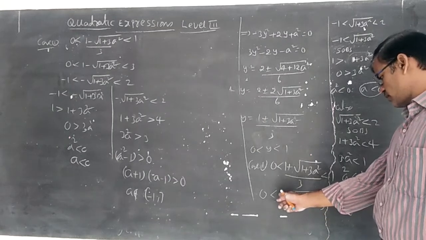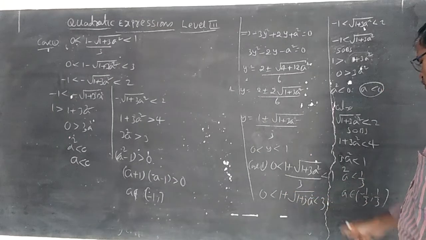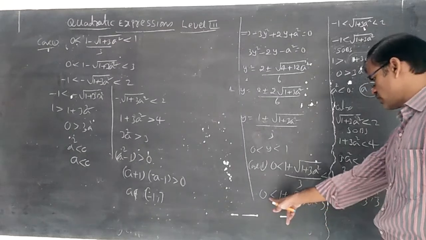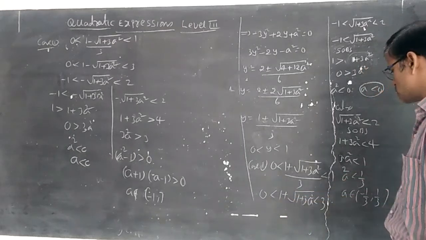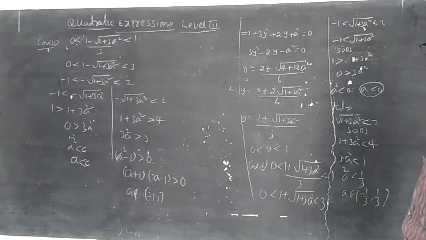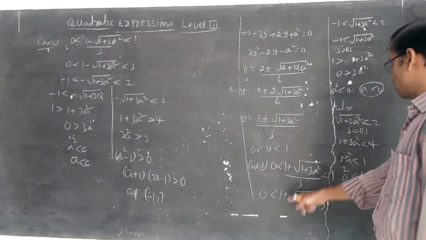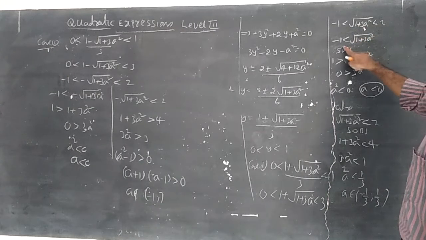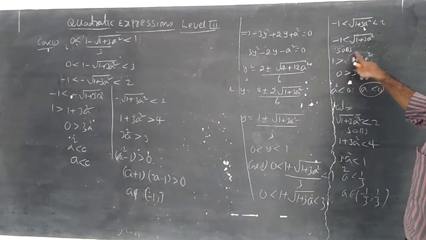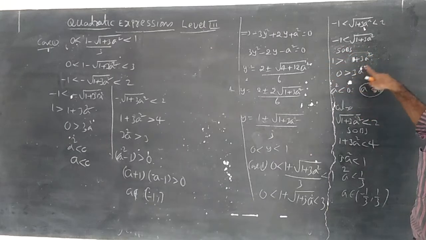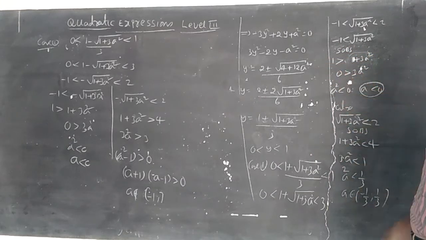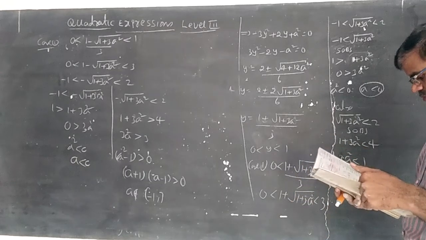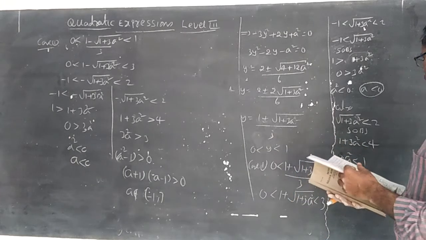Now subtracted 1. If we take positive, of course it is positive. Whatever the value belonging to this one, it is positive. We will not take negative. This is 0, minus 1 less than root of 1 plus 3a square less than 2. Squaring on both sides, minus 1 less than becomes greater than 1 plus 3a square. 0 greater than 3a square, it is wrong. So 0 will not be, only option 1 is there.